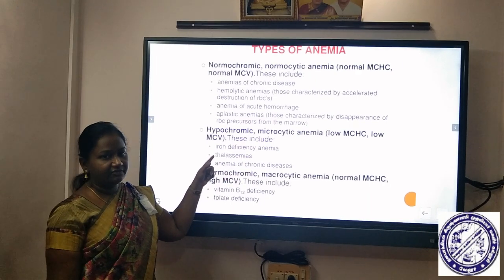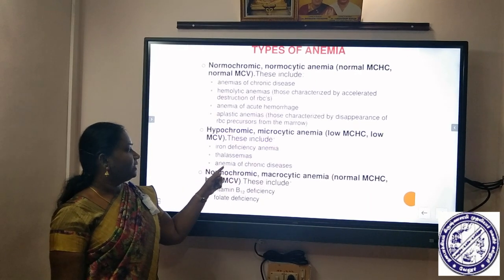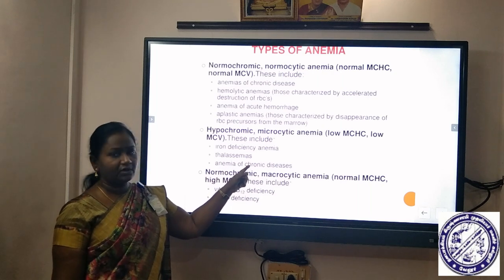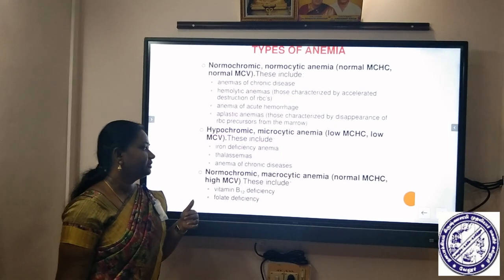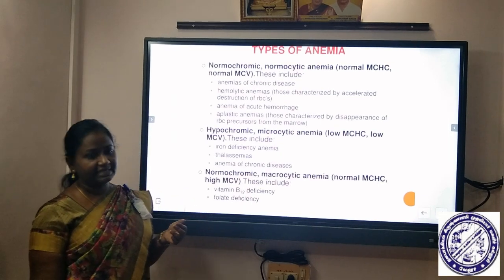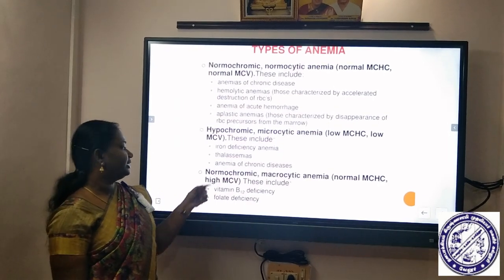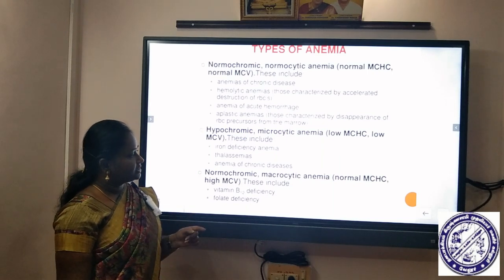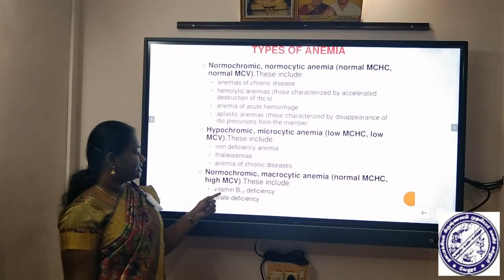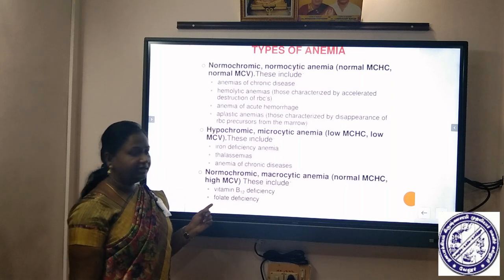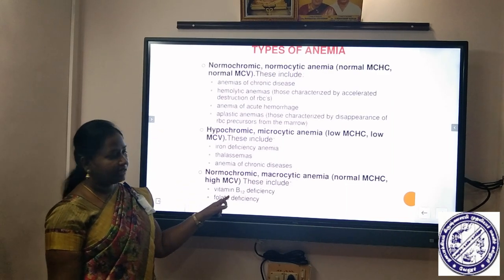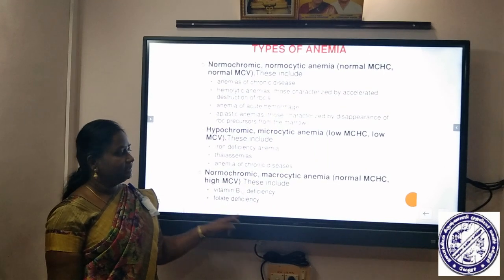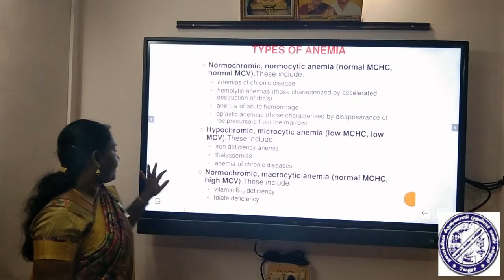Thalassemia, we have already seen, and anemia of chronic disease. Chronic disease in the sense, if the body is affected by other diseases like cancer and so on, it leads to anemia. Then normocytic macrocytic anemia includes vitamin B12 deficiency and folate deficiency. So to prevent anemia, we have to take a sufficient amount of vitamins in our diet.